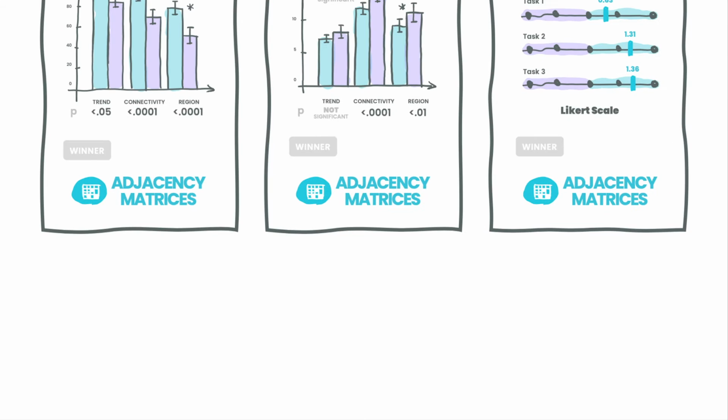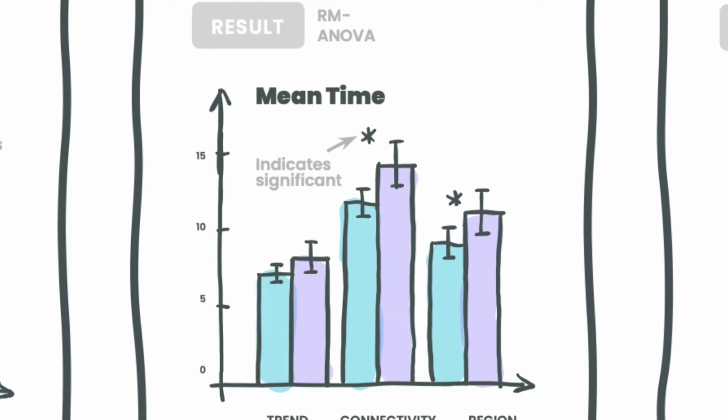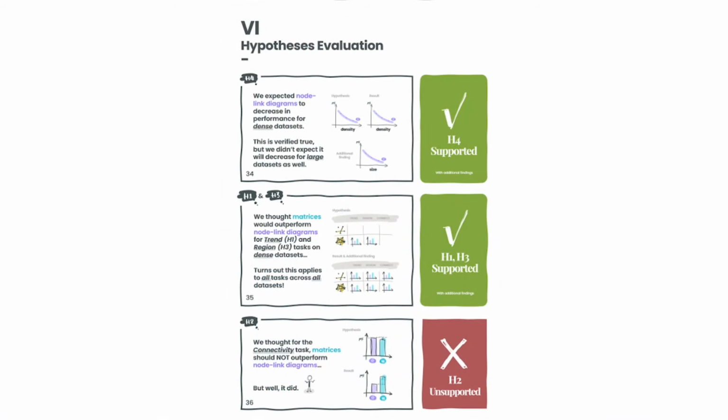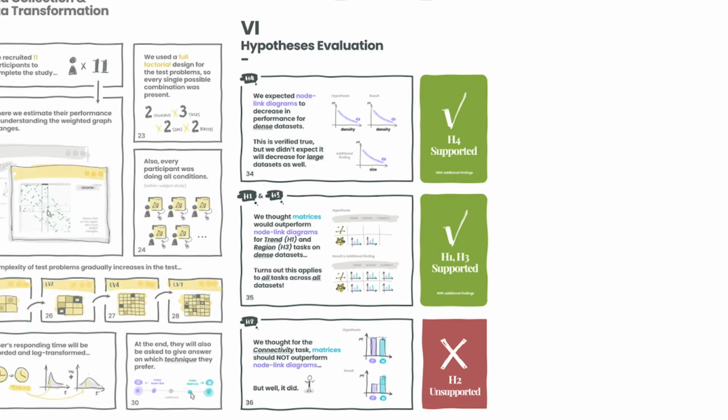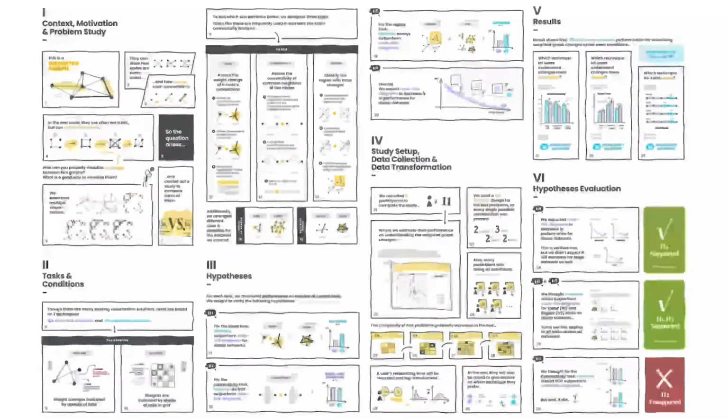Each one declares the winning technique for independent variables and highlights significant findings. The last stage contrasts the initial hypotheses with the findings from the results, and reports which ones are supported or unsupported. This example shows 6 selected stages. We have 10 stages detailed in the paper with more examples.